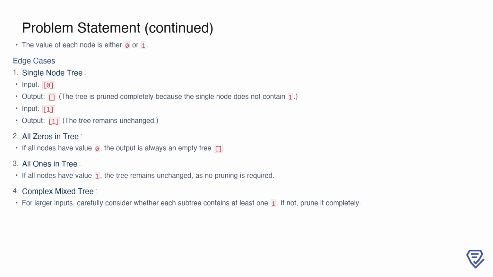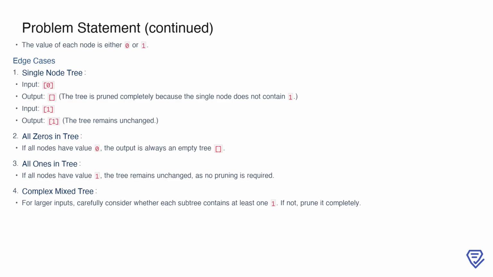If all nodes in the tree have the value 0, the output will always be an empty tree. Conversely, if all nodes are 1, no pruning is needed, and the tree remains as is. For more complex mixed trees, each subtree must be evaluated carefully to determine if it contains at least one 1.